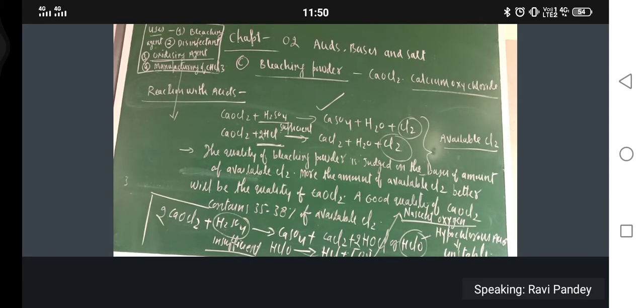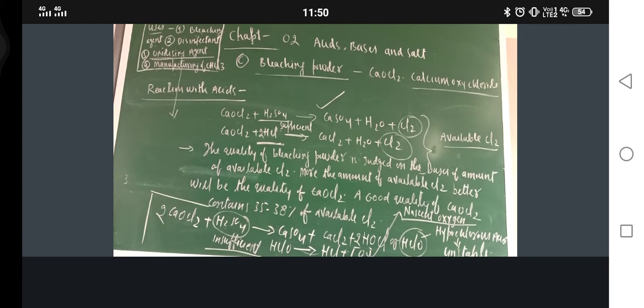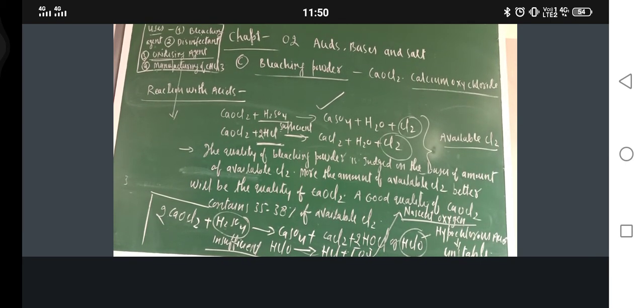What I wrote is HOCl, not HCl. This is hypochlorous acid. That is the new chemical compound, and this new chemical is unstable. So in the next step, this HClO will break into HCl and nascent oxygen.